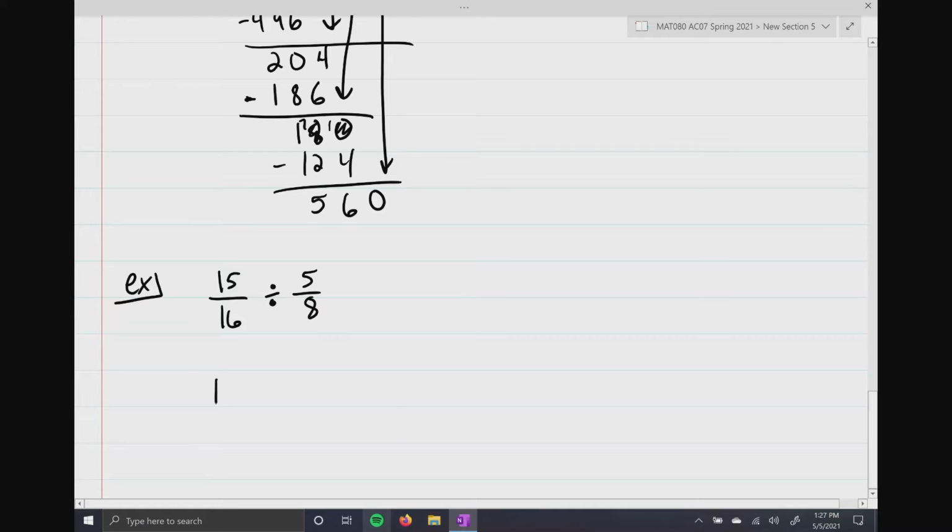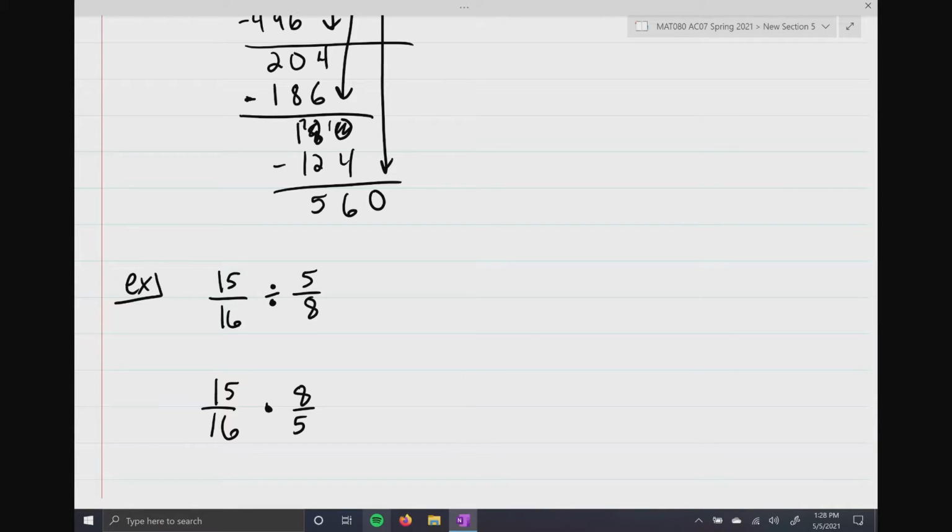Remember, I rewrite the first fraction. You flip the 5/8 to 8/5. There you go. I reciprocate or flip the second fraction, and I multiply. I change division to multiplication. Okay? Are there any questions there?